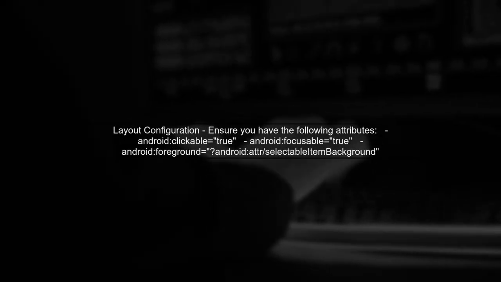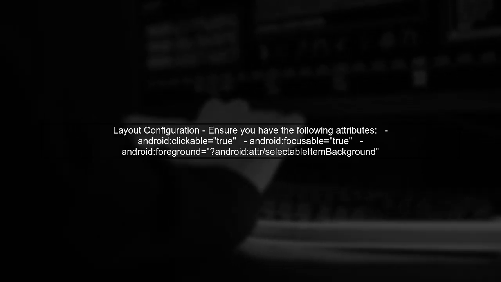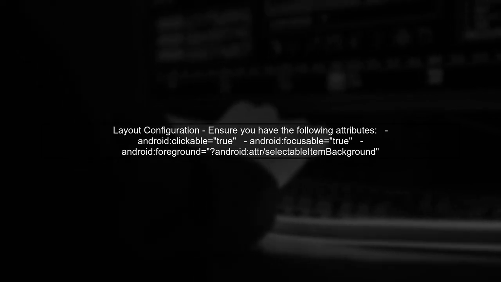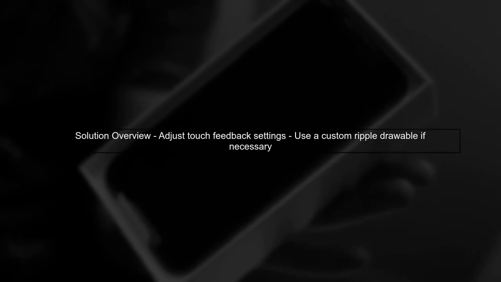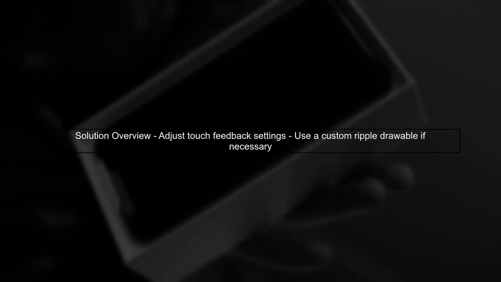To address the issue of the ripple effect not appearing on light taps in your recycler view, let's first review your layout configuration. The problem arises because the ripple effect is designed to respond to touch events. If the touch is too quick, it may not register the ripple. To fix this, we can adjust the touch feedback settings.